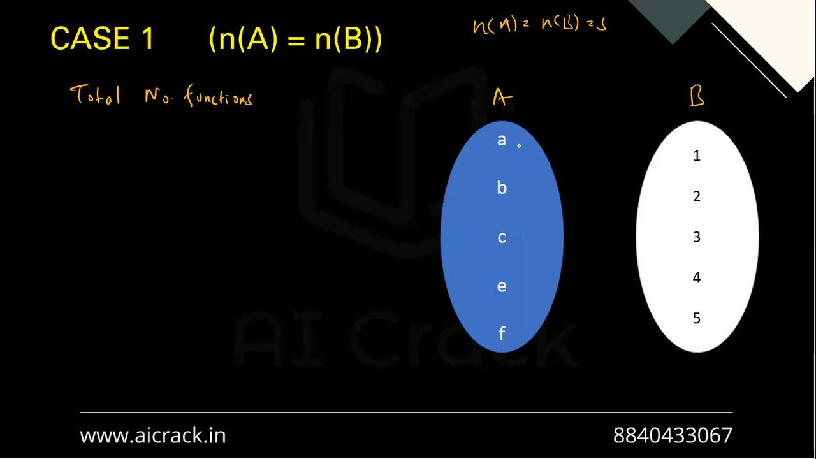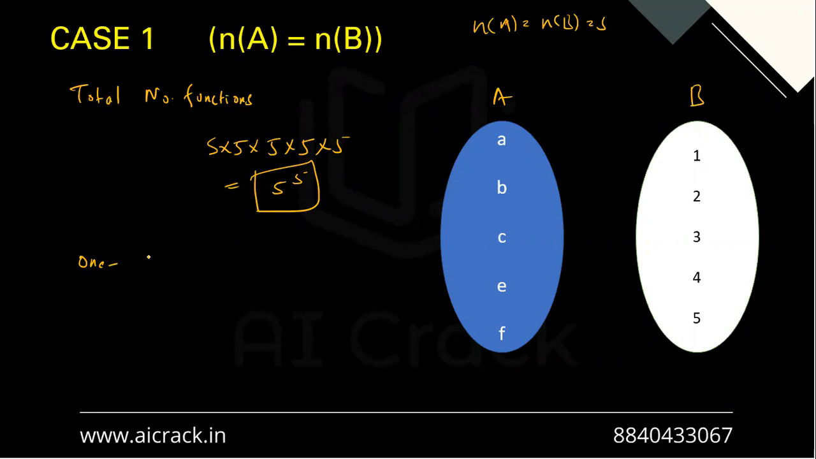Now, when I'm trying to calculate the total number of functions for this kind of case, NA equals NB, I can clearly see that this element has 5 choices. And similarly, this also has 5 choices. So this element can map to 1, 2, 3, 4, or 5, whichever it wants, right? So it has no restrictions. Similarly, B can also do the same. So every element has 5 choices for mapping. So basically 5 into 5 into 5 into 5 into 5. That would give me 5 raised to 5. So this is the total number of functions over here.